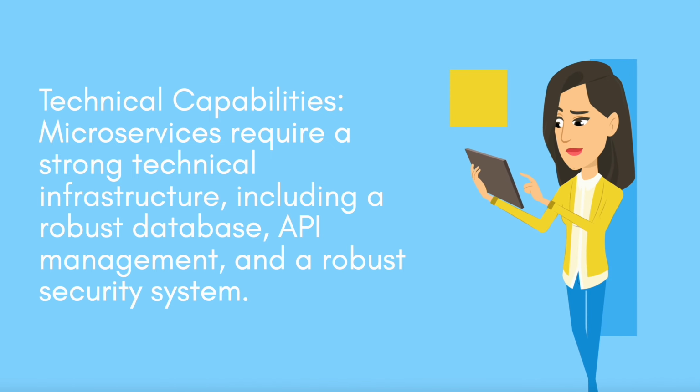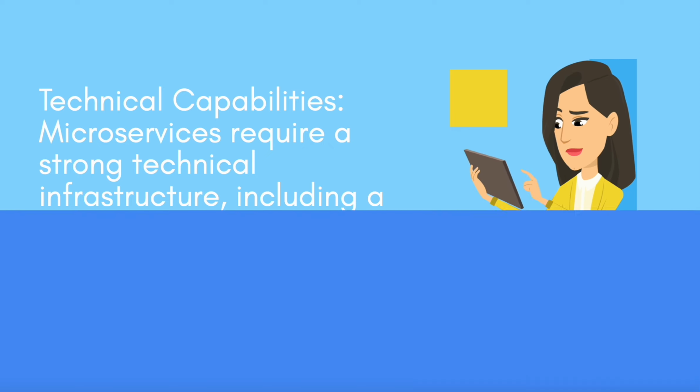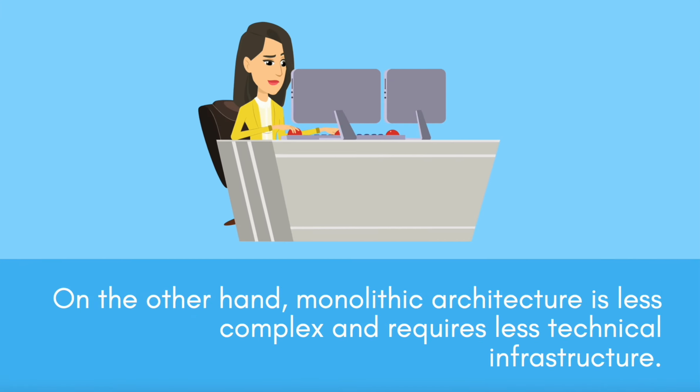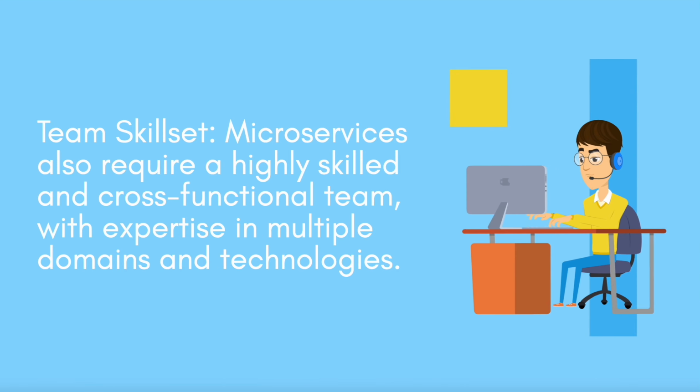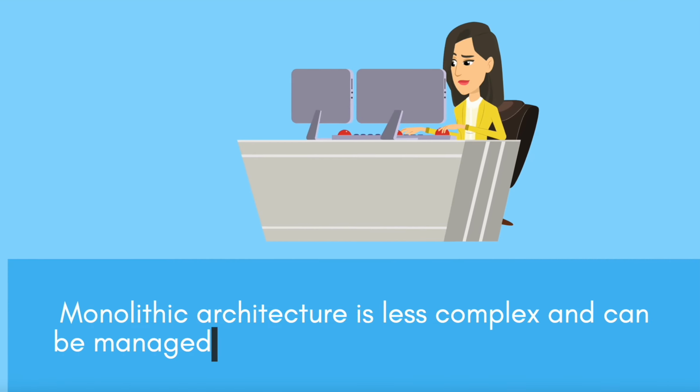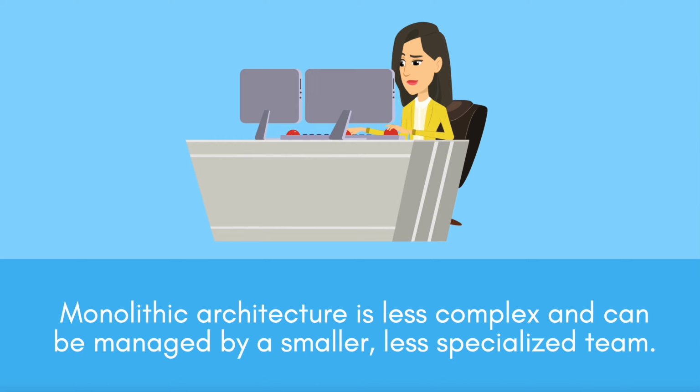Technical capabilities. Microservices require a strong technical infrastructure, including a robust database, API management, and a robust security system. On the other hand, monolithic architecture is less complex and requires less technical infrastructure. Team skill set. Microservices also require a highly skilled and cross-functional team, with expertise in multiple domains and technologies. Monolithic architecture is less complex and can be managed by a smaller, less specialized team.